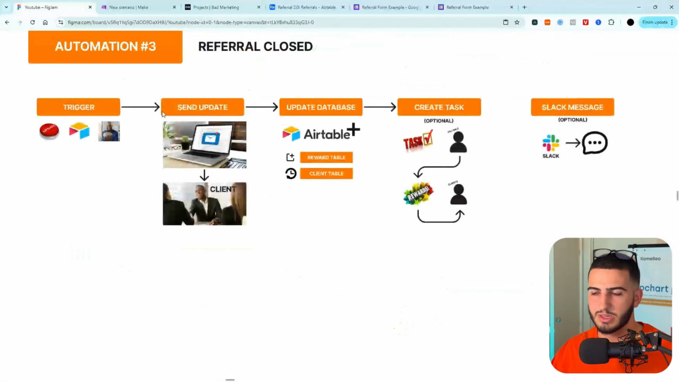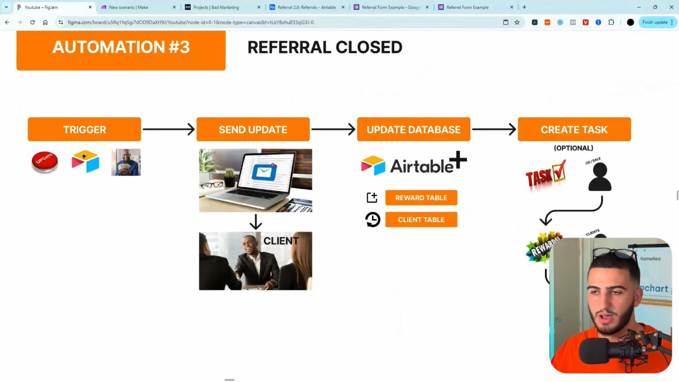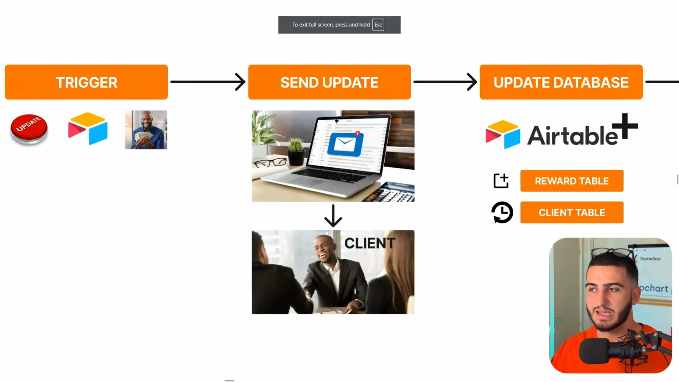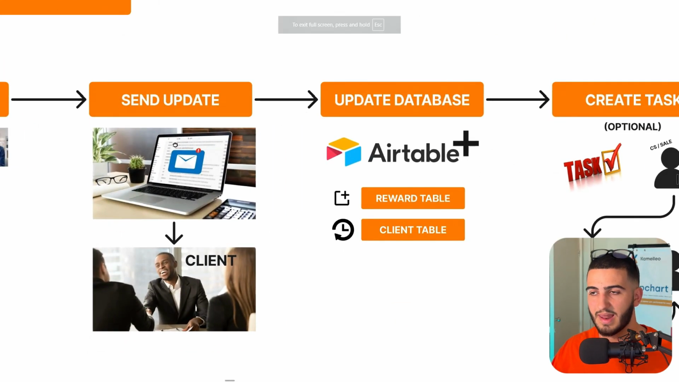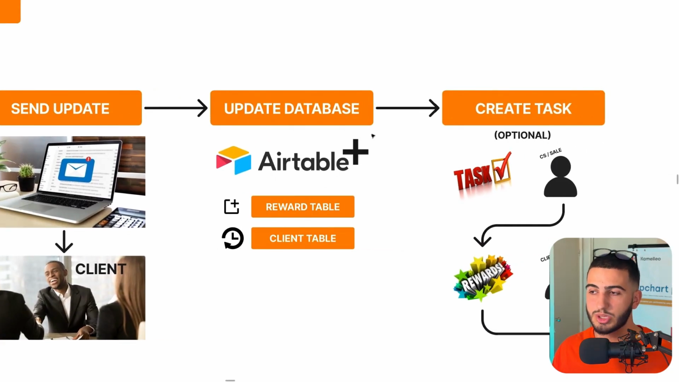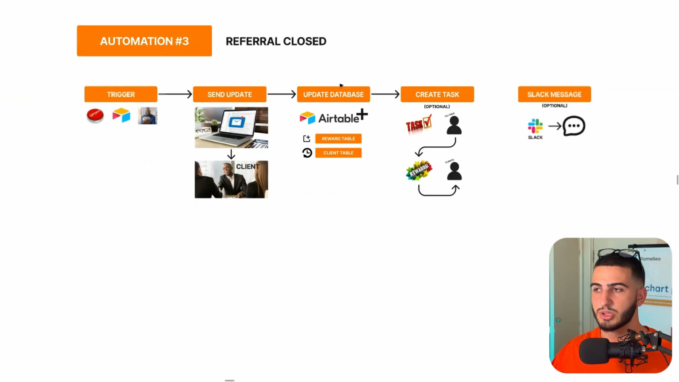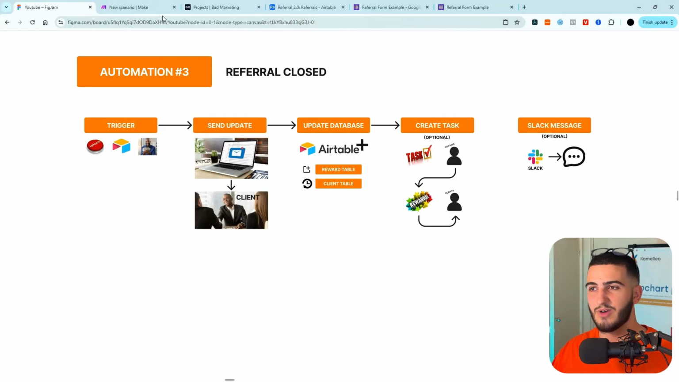Now, the third automation is very simple. It's going to trigger when we have an update in our Airtable database to actually mark the lead as closed. We're going to go ahead and send another update to a client through email, and then we're going to, most importantly, update the database to basically create a reward for that email. And optionally, you could also add a different task to basically have your customer success manager make sure the reward has actually been fulfilled. So let's go back to make.com and actually create this third and final automation, guys.